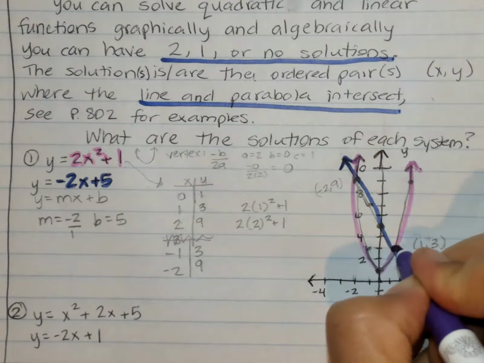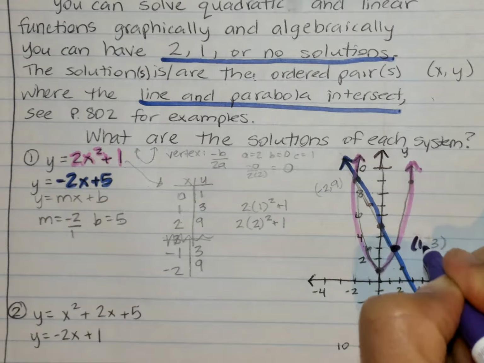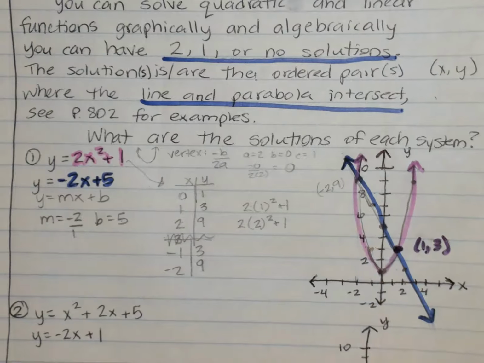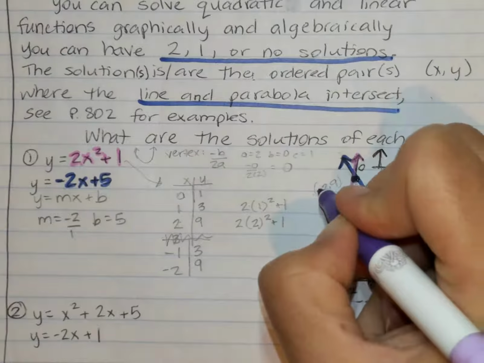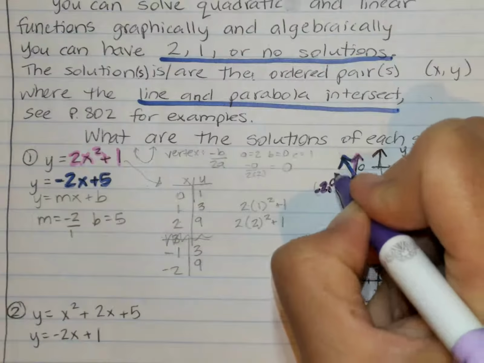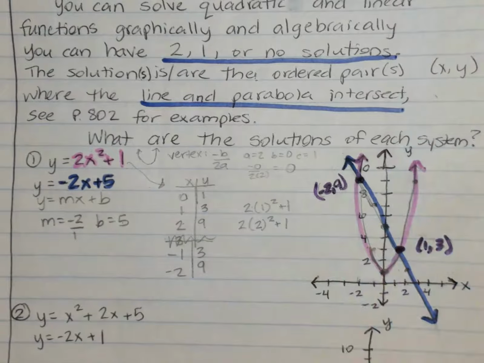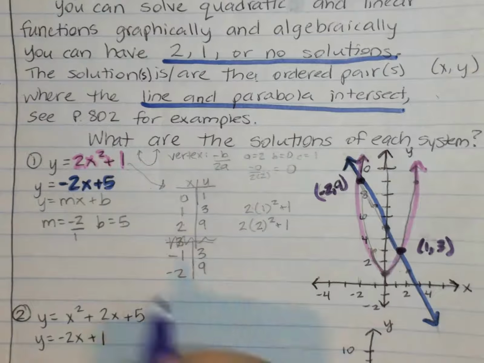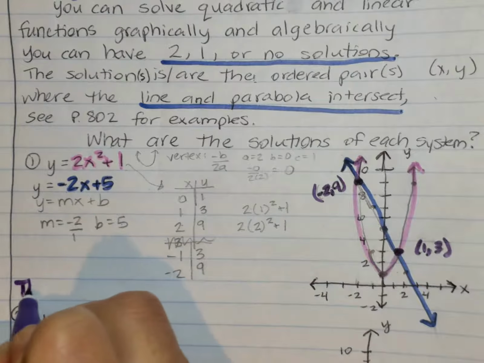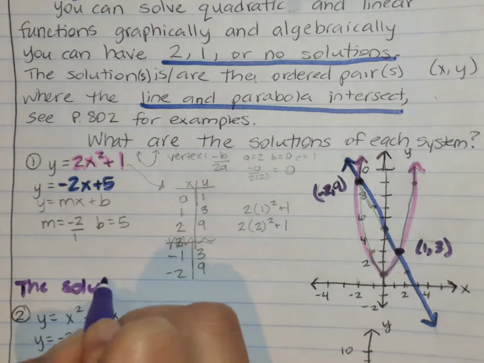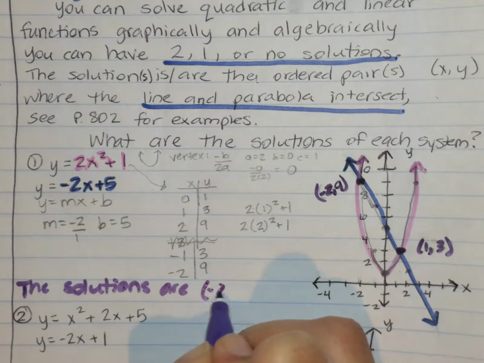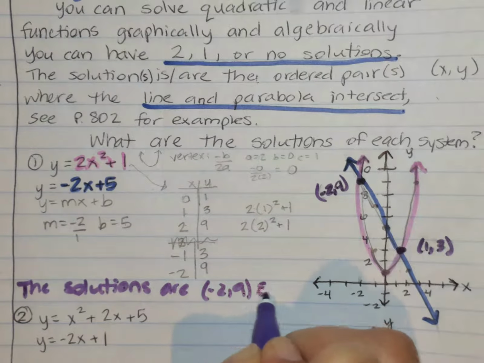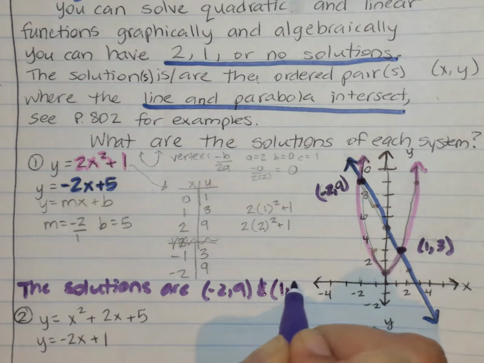Since I was careful when I was counting my rise over run, I already know, and I wrote down the numbers or the solutions: 1, 3, and then right here it was -2, 9. So I would just maybe write a sentence with the solutions. The solutions are -2, 9 and 1, 3.